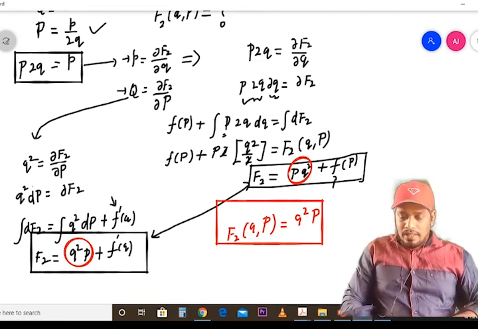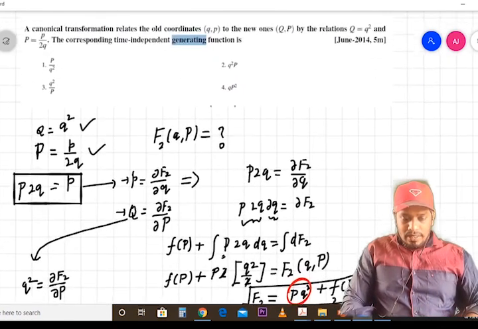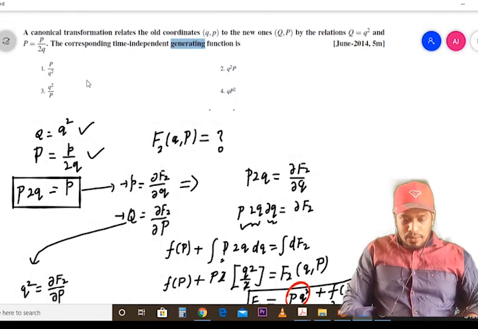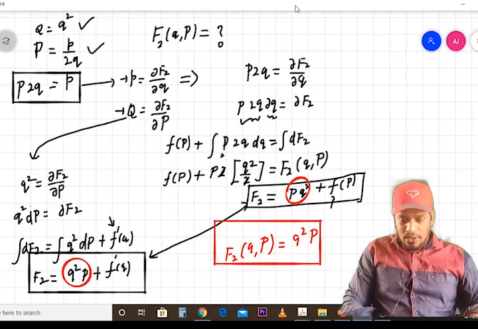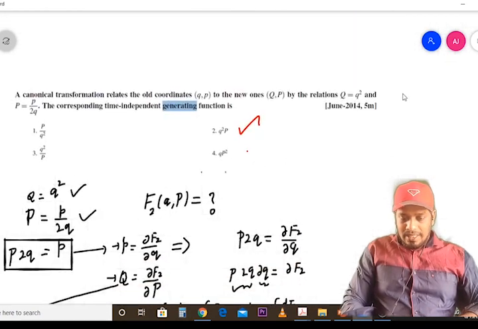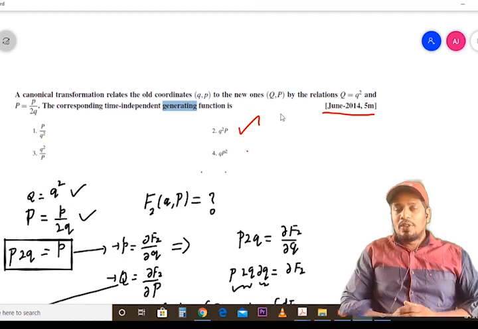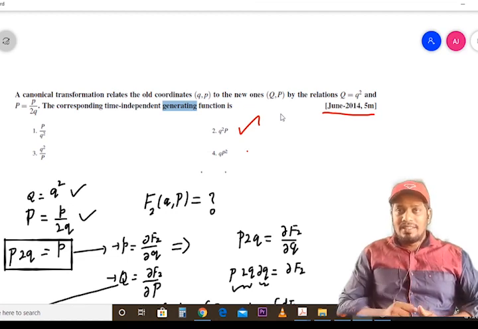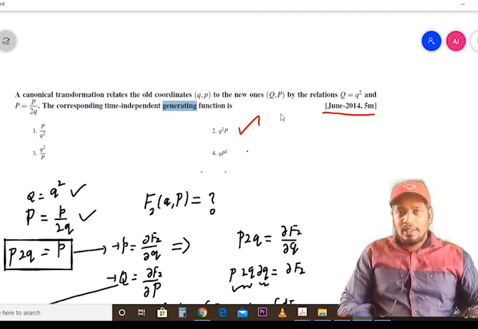So now we can conclude the question. The answer q² P, option 2, is right. See here, the final answer we are getting is q² P. This question was asked in June 2014. It is asked as a 5 mark question, so you will get simply the 5 marks. Okay, thank you.